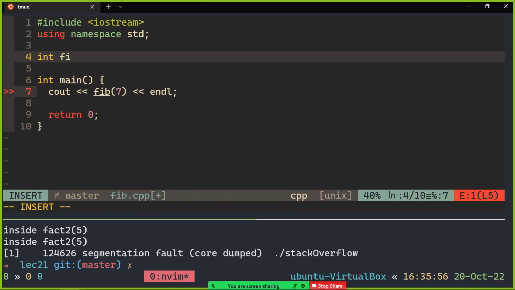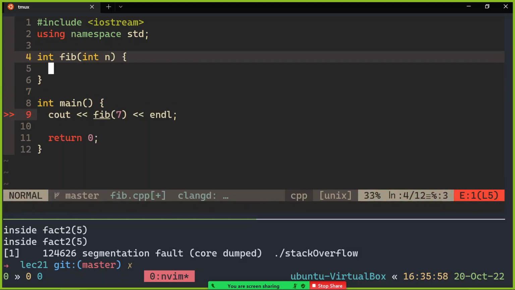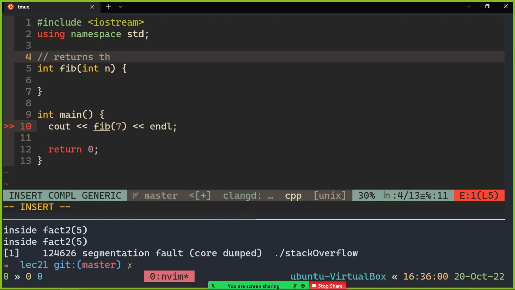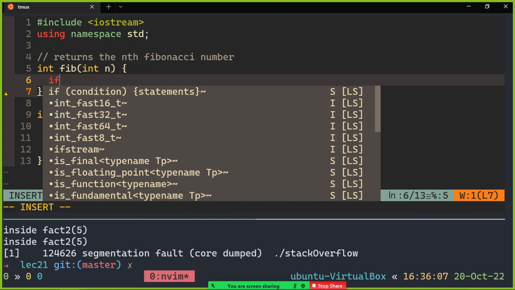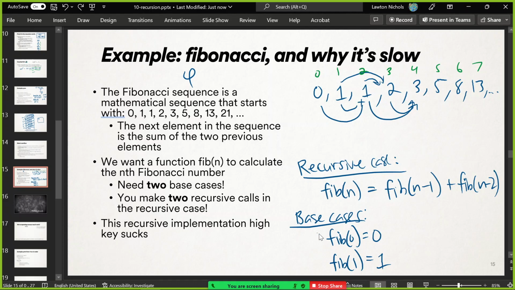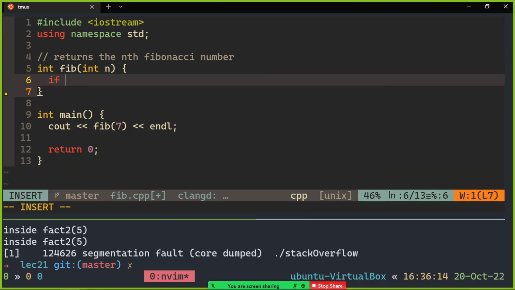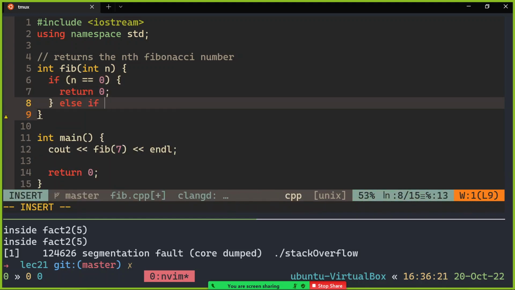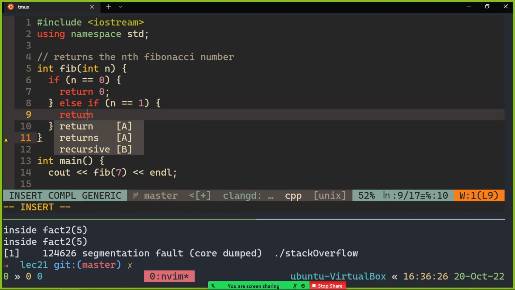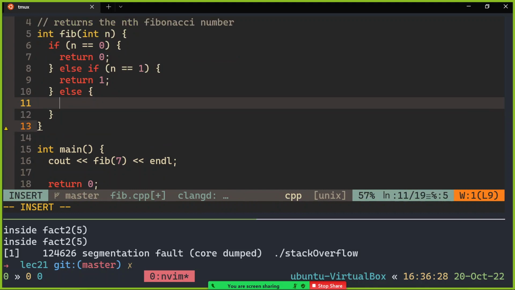So int fib, int n, this is supposed to return the nth Fibonacci number. And again, you always check, am I in the recursive case or am I in a base case? So our 2 base cases are, you're asking for fib of 0 or fib of 1. If n is 0, then the result is immediately 0. If n is 1, the result is immediately 1. Otherwise, you're in the recursive case.